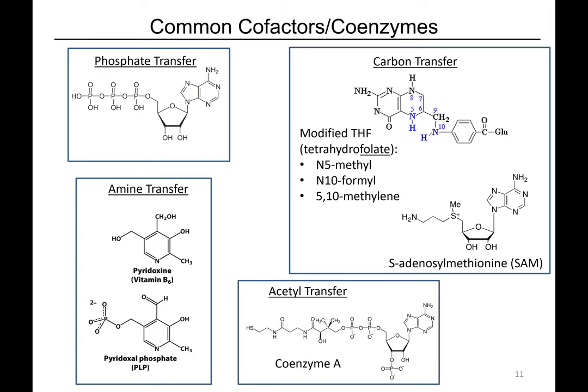And then the other one here I want to point out is for amine transfer. And this one is going to become exceptionally important towards the end of the semester when we're talking about amino acid biosynthesis. Because every single amino acid, all of them, get their nitrogen through an enzyme that uses this cofactor. They're called transaminases. They take an amine from glutamic acid and give it to what's called an alpha keto acid, creating the amino acid, all of them. And they all use this cofactor, pyridoxal phosphate. Okay?